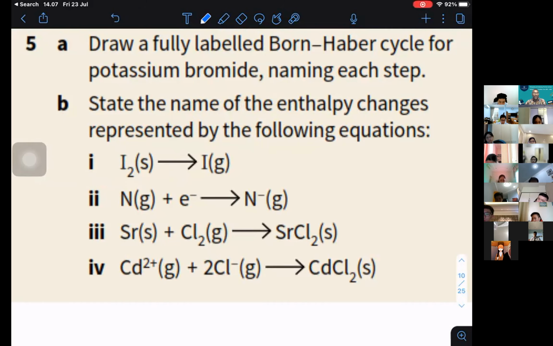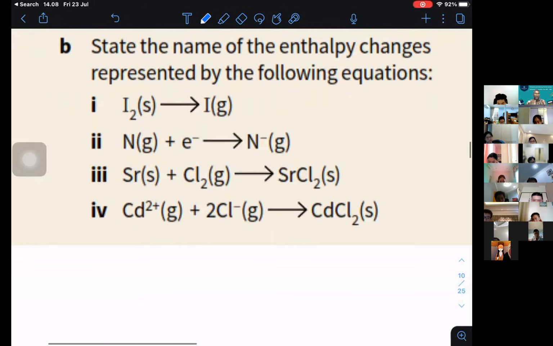Jordan, can you tell the second one? The second one, electron affinity. Okay, gas to gas, you add an electron: electron affinity. Clienta, can you tell for the third one? Maybe internet problem. Clienta, are you there? Not sure, sir. So maybe someone can help. Maybe Kiara, can you help?